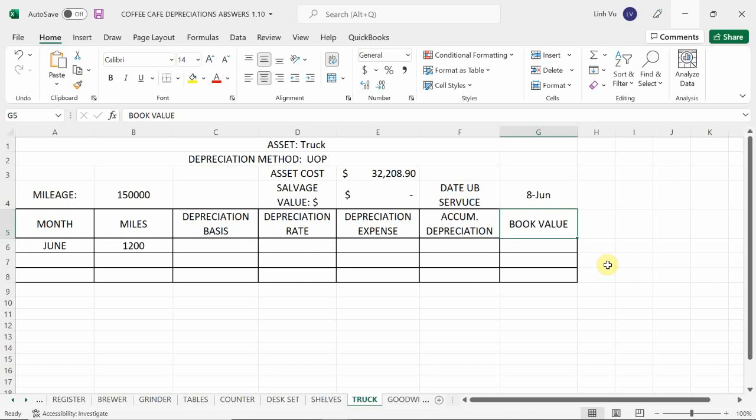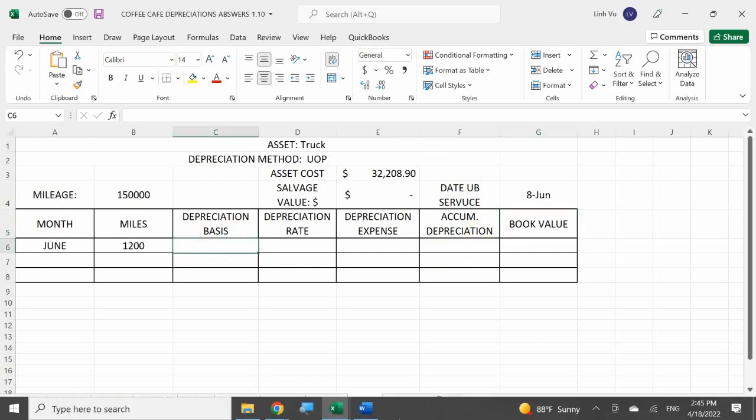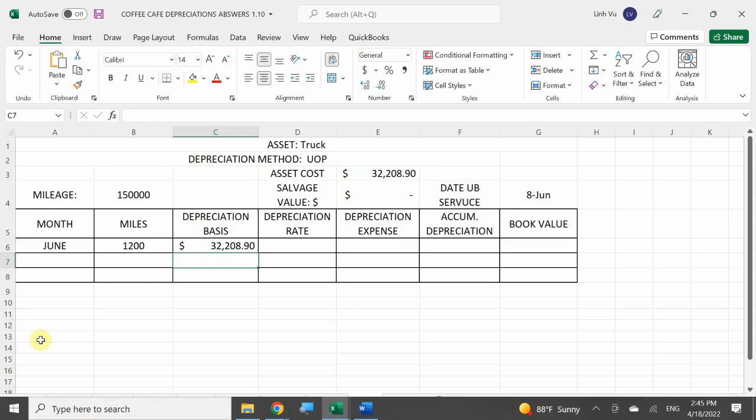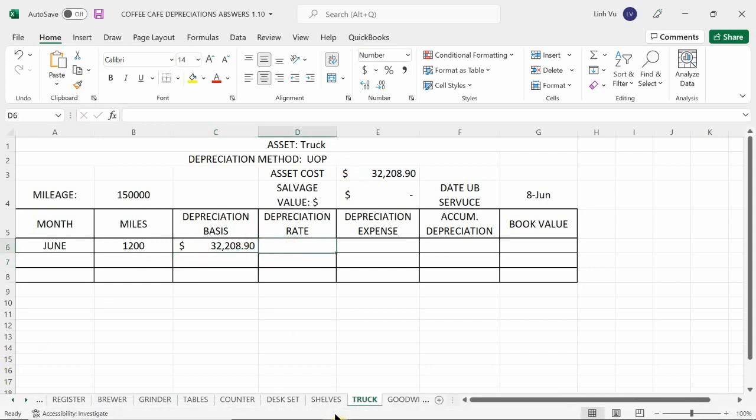So what is the depreciation basis? How do I solve for the depreciation basis using units of production? What's my formula? Cost of the asset minus the salvage value. Excellent. So in this case, 32,208 minus 0 is going to give you 32,208.90. That's my depreciation basis. What's my rate going to be? 1 over the estimated life.